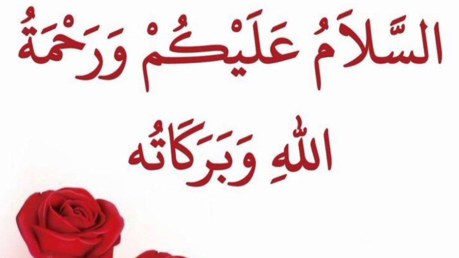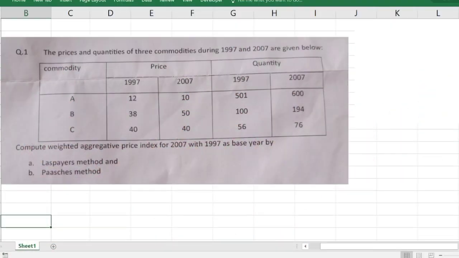Today we are going to learn about the calculation of price index number by using Laspeyres formula and Paasche's formula. First of all, we read the question. The prices and quantities of three commodities during 1997 and 2007 are given below. There are three commodities given: A, B and C. The prices of 1997 and 2007 are given, and the quantities of 1997 and 2007 are given. By using this information, we calculate the price index number by using Laspeyres formula and Paasche's method.